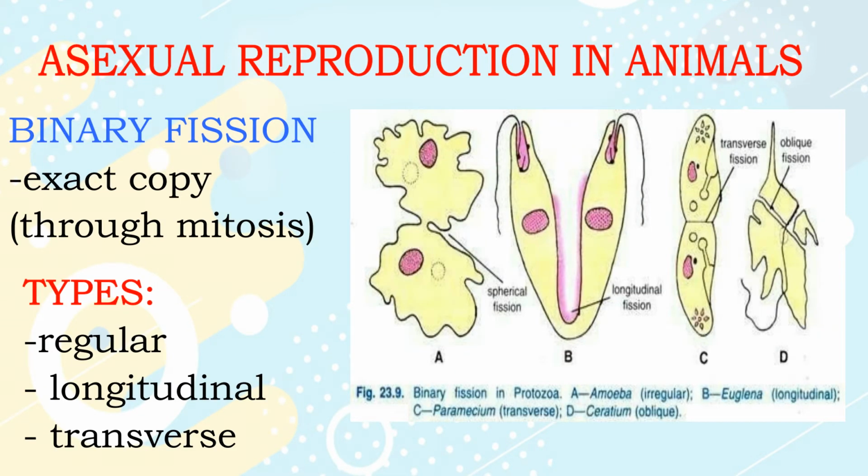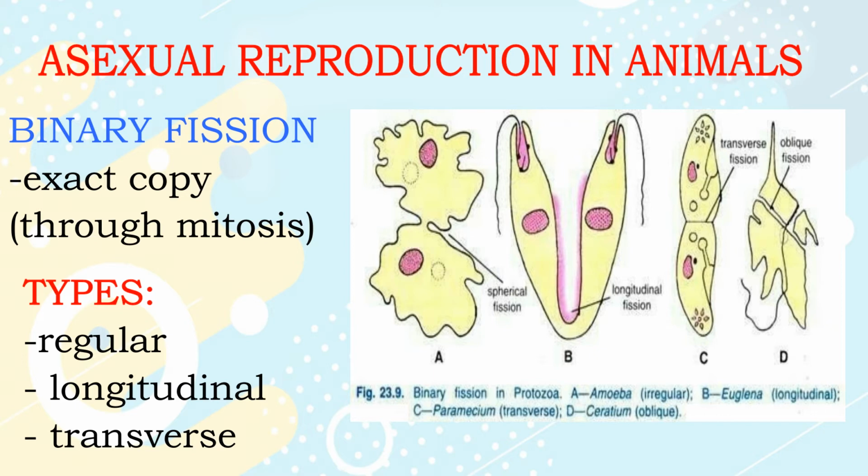Now, what are the ways on how animals reproduce asexually? The first one, through binary fission. So from the word binary, which means two, organisms divide into two new organisms. And these two new organisms are exact copies of each other. It happens through mitosis.